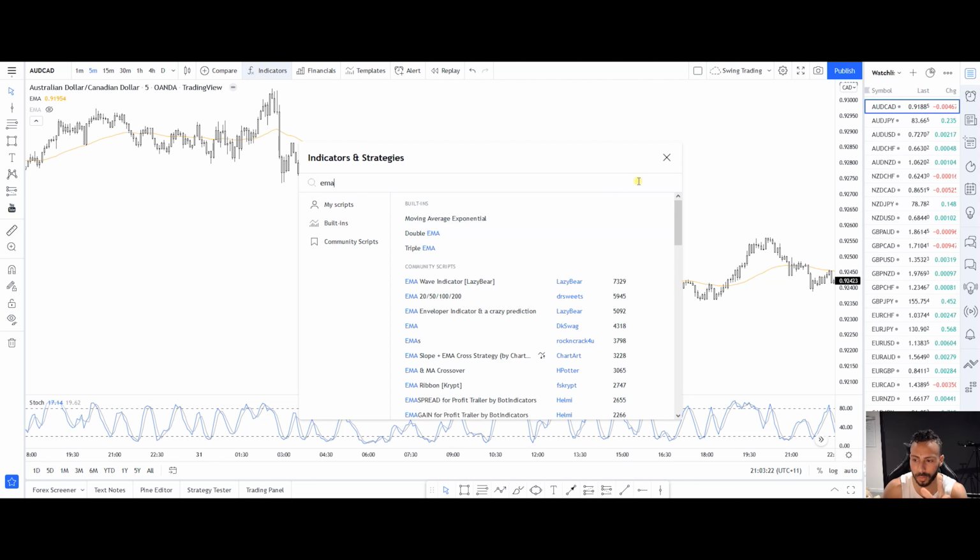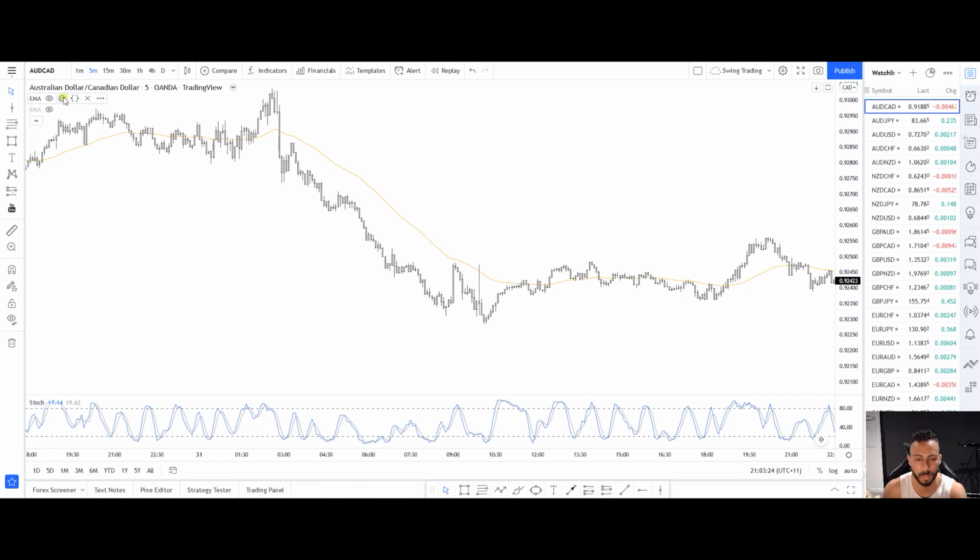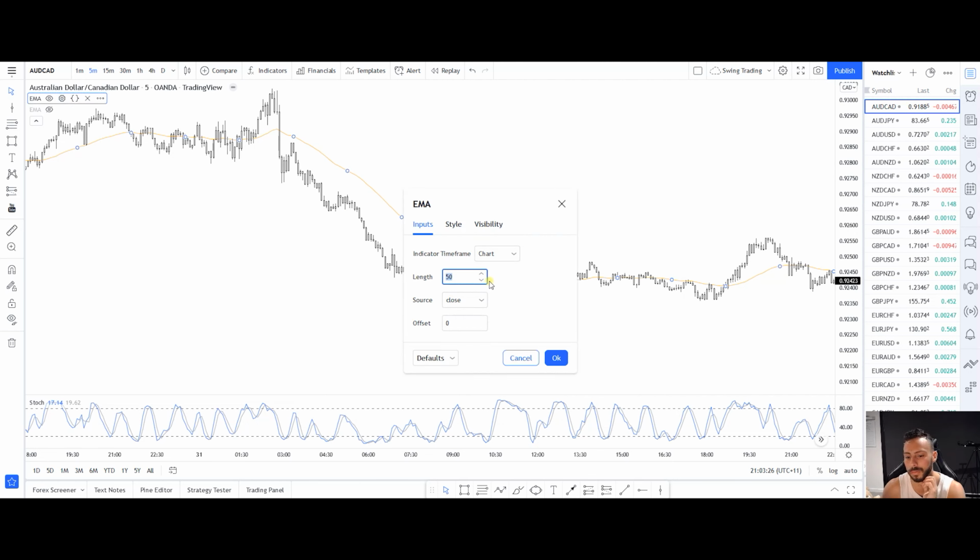So add this one to your chart, and then we want to use the 50 length for the input. So 50, close, and 0, which is default, just add 50 for the length. Basically, over the last 50 days, where has price been? Average price. Okay, that's the first indicator.